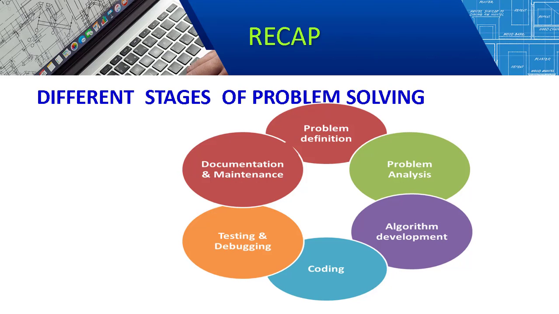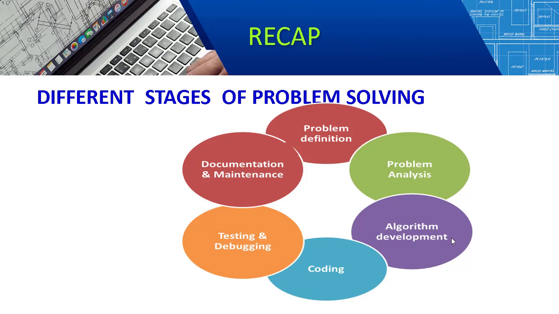So what kind of requirements is needed has to be identified. In the second stage, we are identifying the input, output and any additional requirements. The third stage is designing of the solution. We are using algorithm and flow chart in order to design the solution.